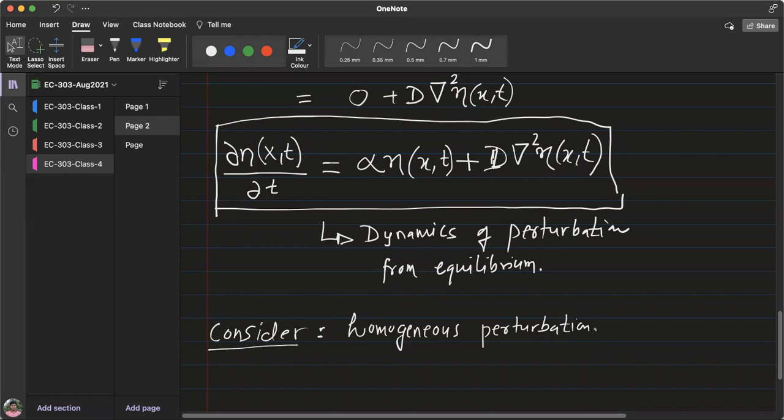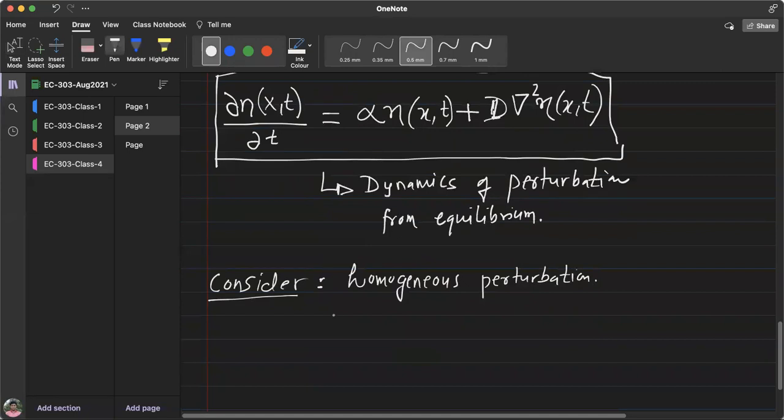But what if I make every location perturbed by the exact same amount? Which means that n(x), the perturbation at time t equal to 0, was some n0 for all x. So this would be a homogeneous perturbation. n0 can be positive or negative. What happens? Can we try to understand what happens in this case, at least from the equation now?